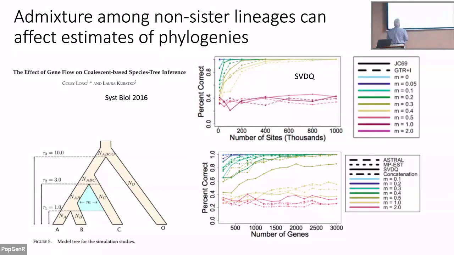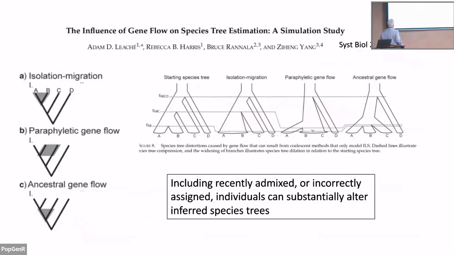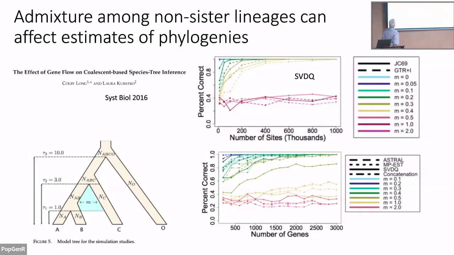Now, let's turn over to what's the effect, in simulations, of introgression on your gene trees and on your branch lengths. So this is a really nice paper by Colby Long and Laura Kubatko. Kubatko is, again, one of the key developers of a lot of these methods. She does fantastic work. And so basically they set up simulations with a divergence history.